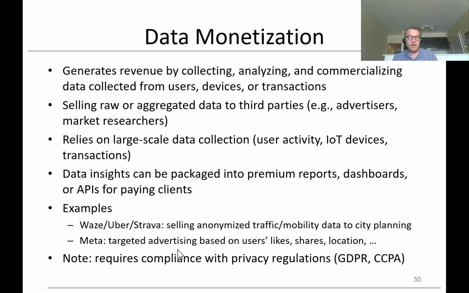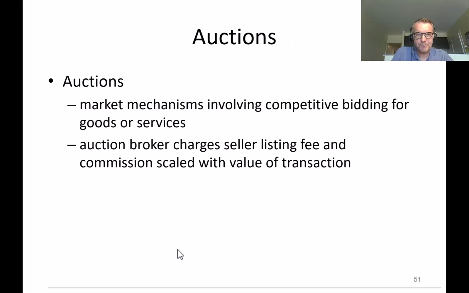Meta, the company behind Facebook, WhatsApp, and Instagram is going to do targeted advertising based on what users have liked, what users have shared, where users are located, if you allow Meta to have that information. So that's a very nice example of data monetization. Obviously, it needs to comply with privacy regulations such as GDPR, General Data Protection Regulation in the EU, or the California Consumer Privacy Act in the US.